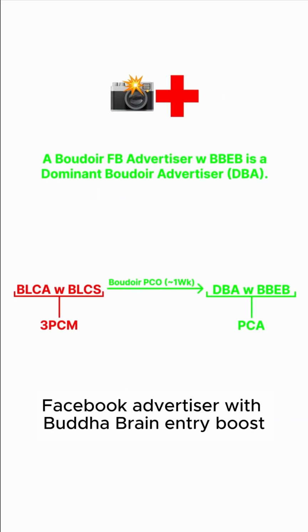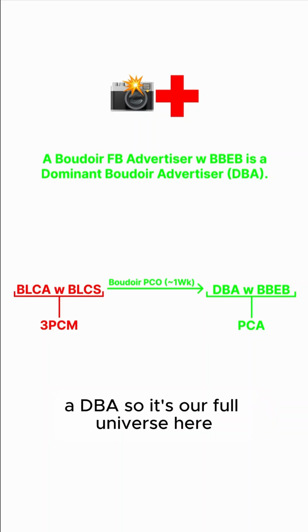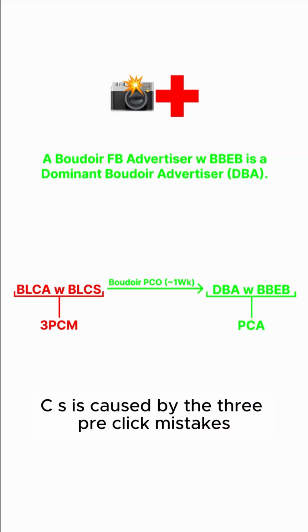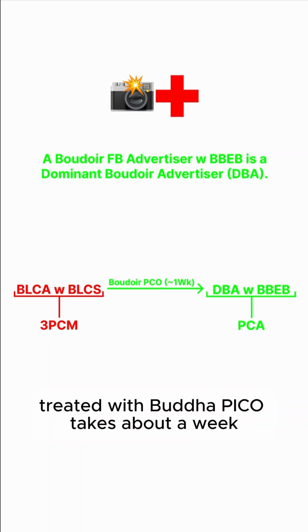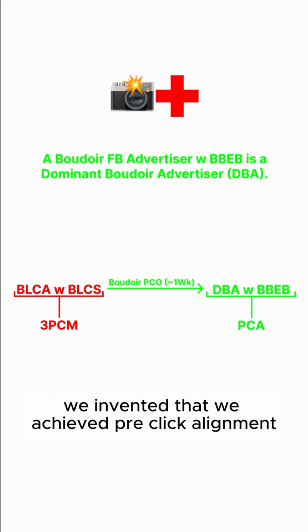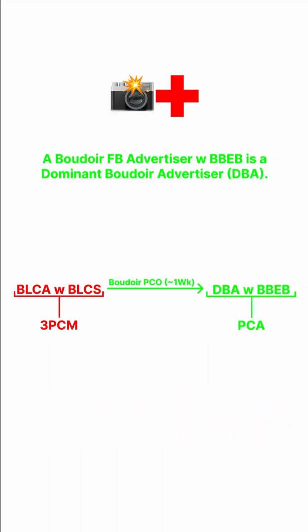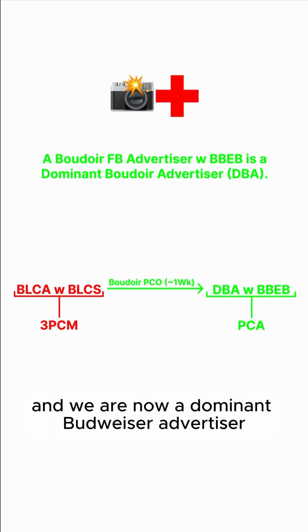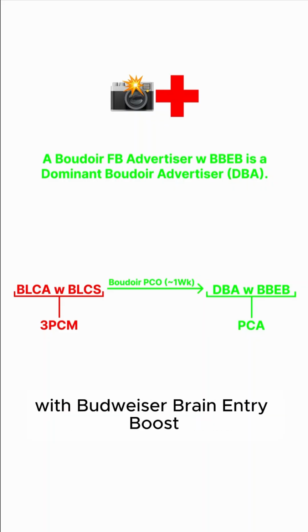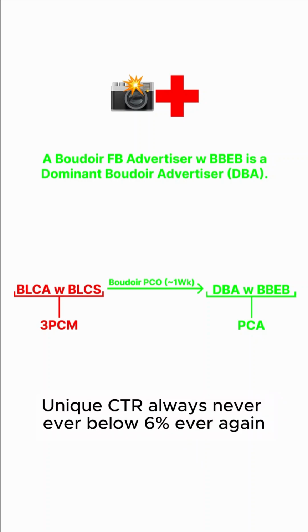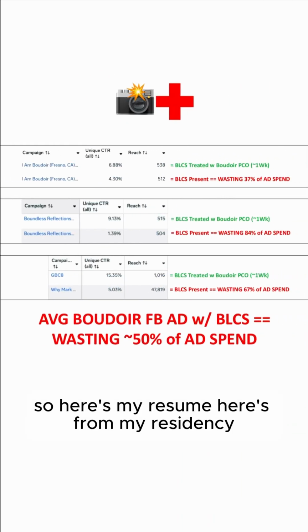A Boudoir Facebook advertiser with Boudoir brain entry boost is a dominant Boudoir advertiser, a DBA. So here's our full universe: a BLCA with BLCS is caused by the three pre-click mistakes, treated with Boudoir Pico, which takes about a week. We invented that. We achieved pre-click alignment, and we are now a dominant Boudoir advertiser with Boudoir brain entry boost. Unique CTR all never ever below 6% ever again. So here's my resume, from my residency.